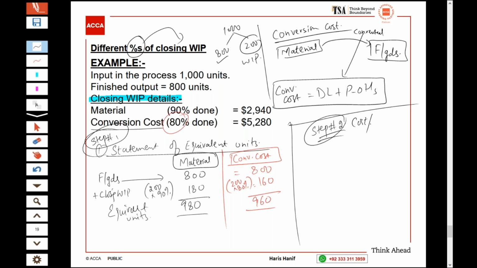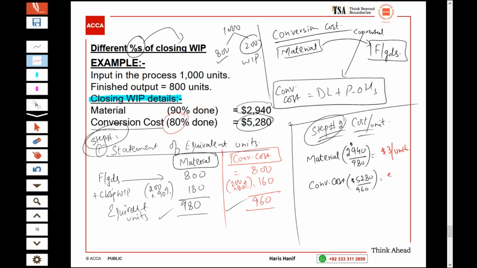Now step number 2 is to calculate cost per unit. We have got two different equivalent units and different amounts, so we need to calculate different cost per unit. With respect to material, 2940 upon 980, that was $3 per unit. With respect to conversion cost, 5280 upon 960, this is 5.5 per unit. Just note it down. I will be using these figures in the next slide because there is no space available here, and I will proceed with this question in the next slide.